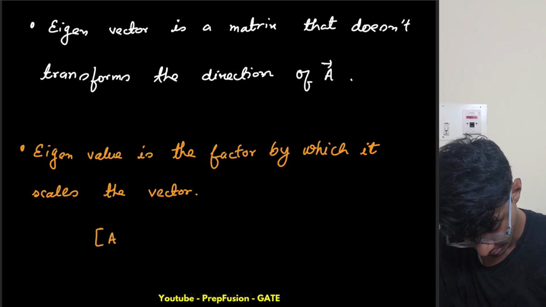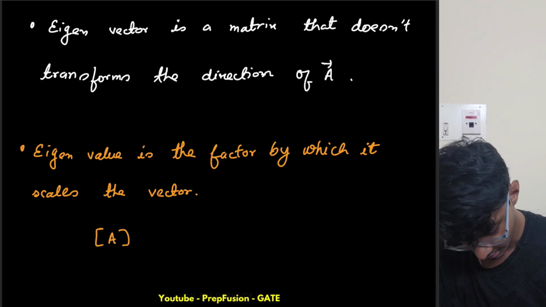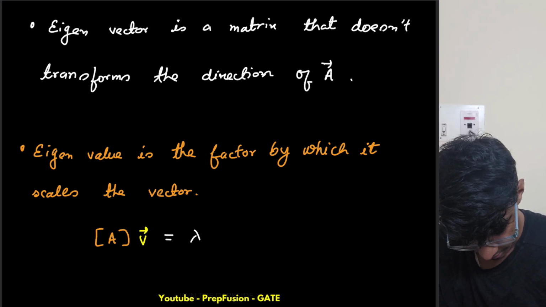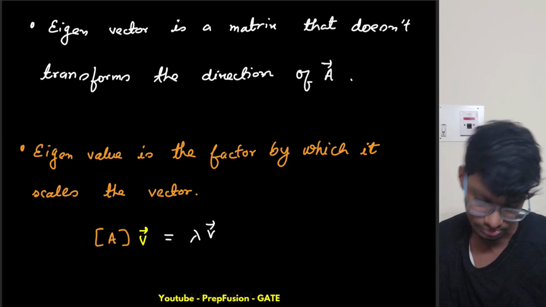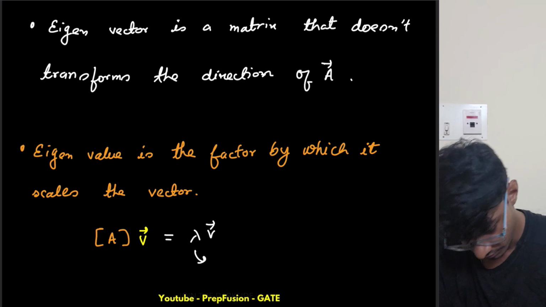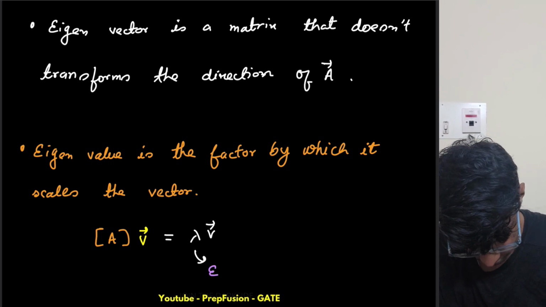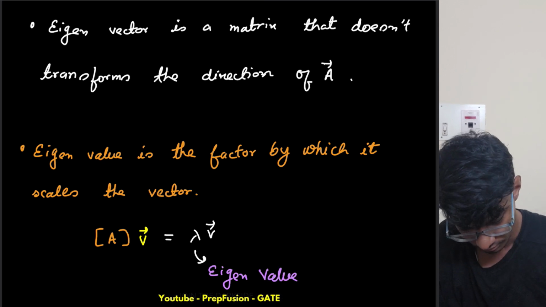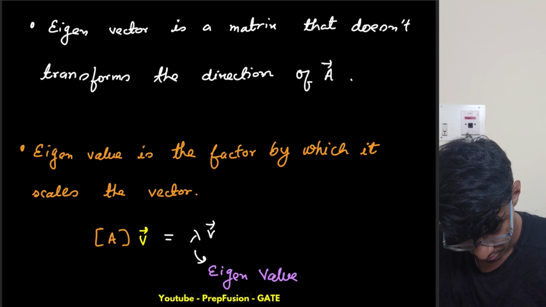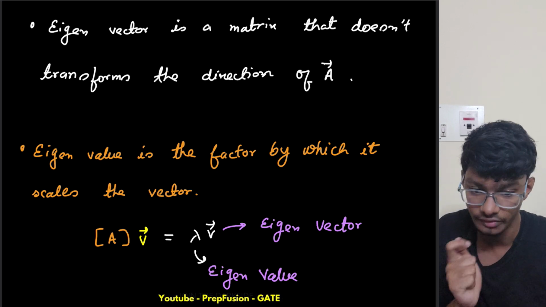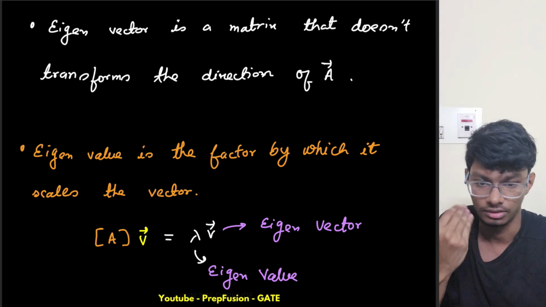Let me write the equation here again. This is matrix A, and we're multiplying some vector v, and this equals lambda times v. So this is the eigenvalue, and this is the eigenvector. Both of these things we have to find out. Now I will tell you how.